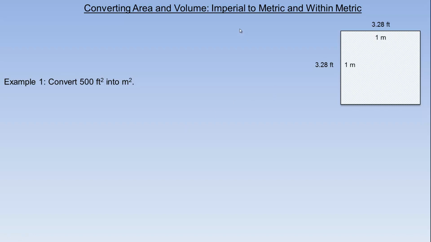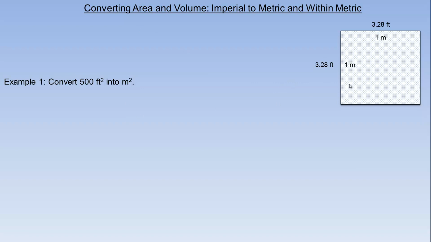In this tutorial, we're going to take a look at an example of converting areas between units, and then also one example for volume as well. In the first one, we're going to be going from imperial to metric, and then the second one is volume conversions just within metric, different units in metric.